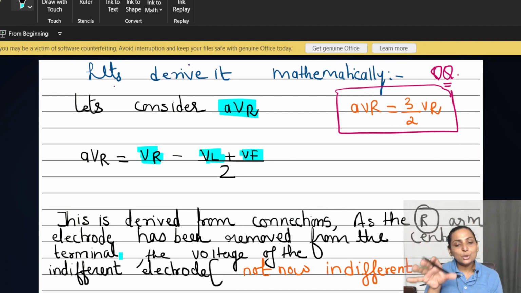Now this is actually not behaving as indifferent because here the connections have been changed. उसमें कैसे था, तीनों को आपने 5000 ओम से कनेक्ट किया था, इसमें आपने कनेक्शंस को चेंज किया है. That is, the right arm you have removed from the central terminal.